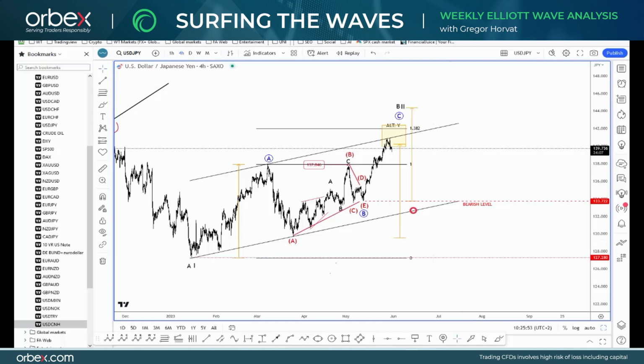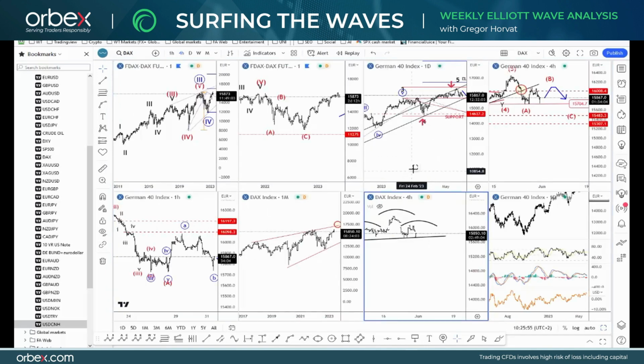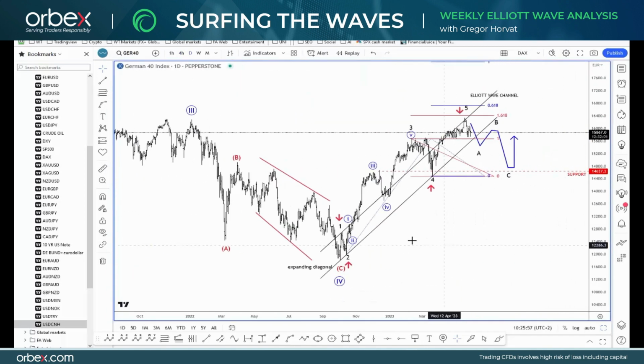Now looking at German DAX, stocks recently came to the downside, and it looks like German DAX might have seen some top here because we failed at the upper trend line of this Elliott wave channel. So I think that this 5 waves up could be completed. Also, I can count 5 waves up within this 5th wave.